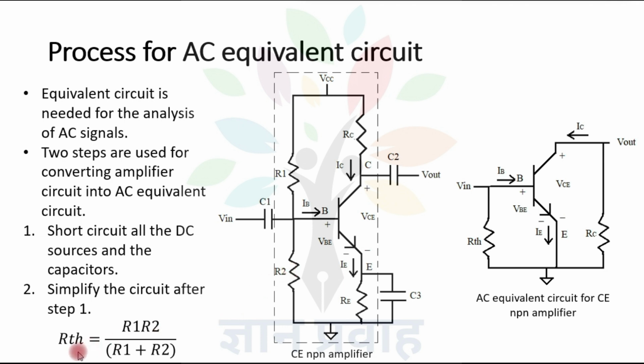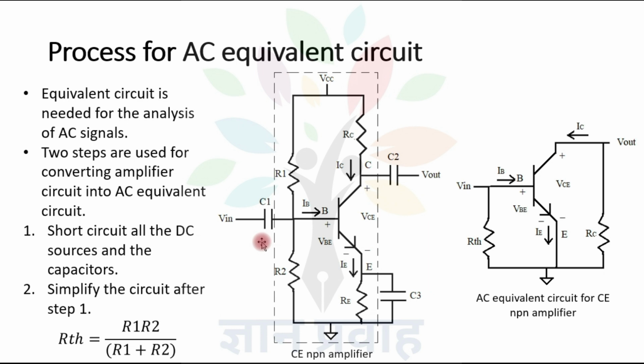It means RTH is equal to parallel combination of R1 R2 and equivalent resistance value is R1 R2 upon R1 plus R2. When this one is short circuit, it means it is grounded. R1 R2 connected in parallel, it means equivalent resistance value is RTH. So we are simply replacing these two resistance values by using single RTH resistance value, that is Thevenin equivalent resistance value.